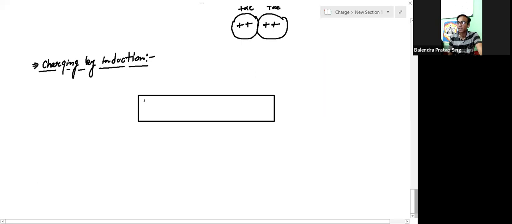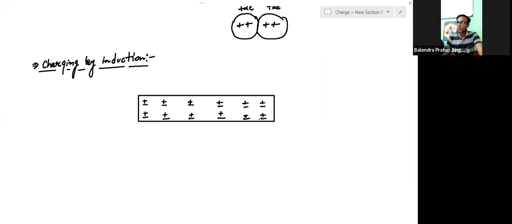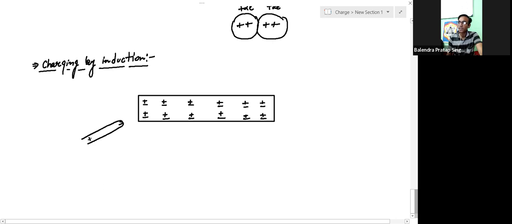So neutral means it has an equal number of positive and negative charges. It has equal numbers of positive and negative charge, so that's why it's neutral in nature. And what I will do, I will bring a positively charged rod.